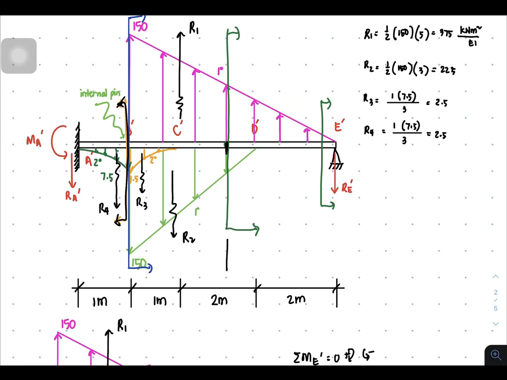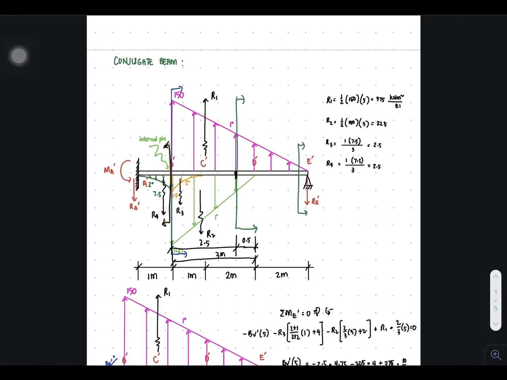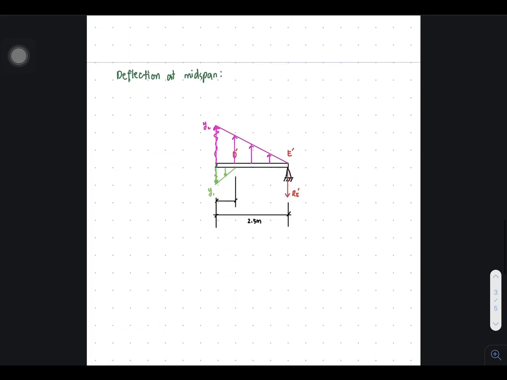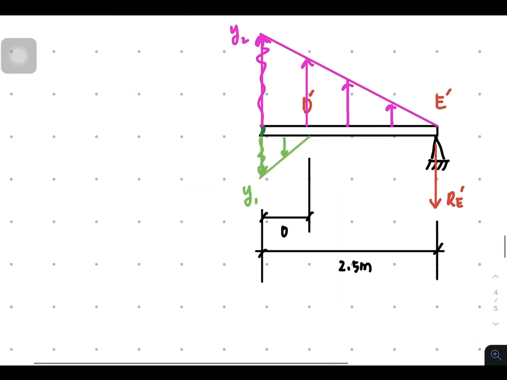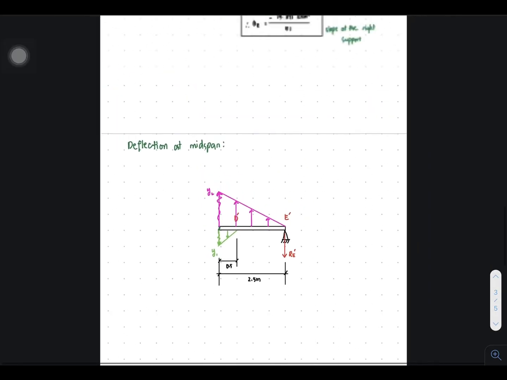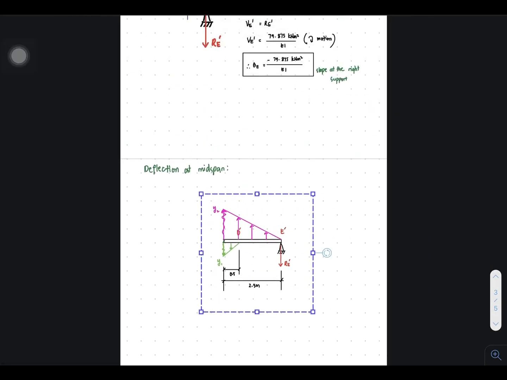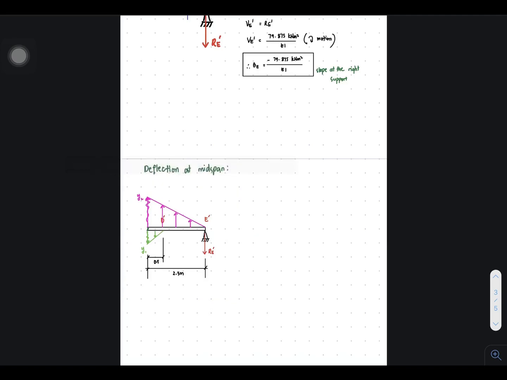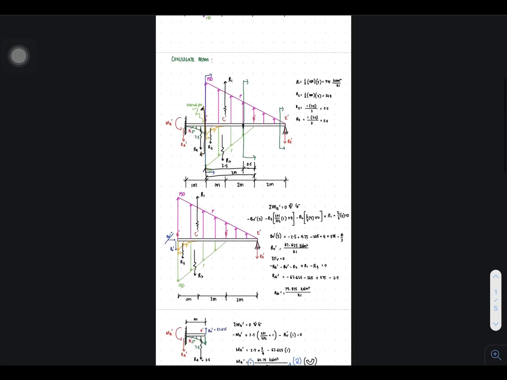Yes, because this length is 2.5 and this length here is 3 meters, therefore this length is 0.5. So that's 0.5. Okay, that's all for the values of our y1 and y2. But how?